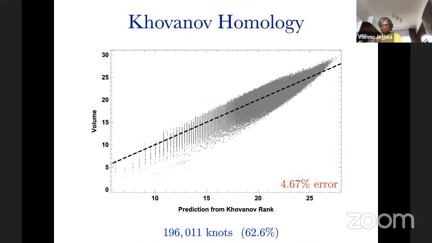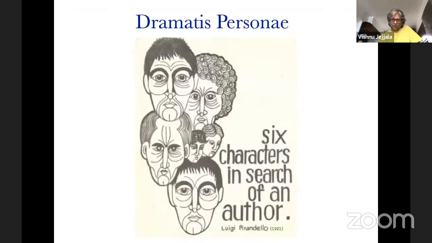Khovanov homology: if you compute the Khovanov rank of various knots, these properties are known for about 2/3 of the knots in the data set. You find about 5% error when you plot the Khovanov rank computation versus the actual volume of the knot. So I presented a number of characters. There's this famous absurdist play by Luigi Pirandello, Six Characters in Search of an Author. In this particular case, I claim the author is a neural network.